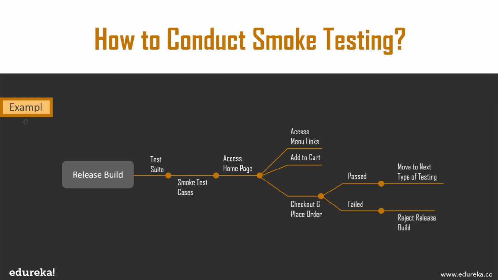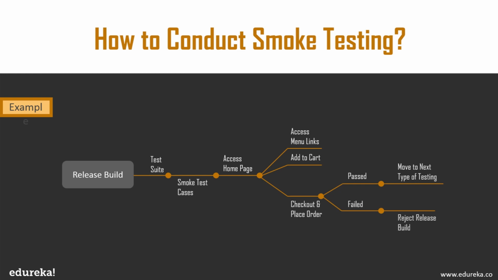As you can see in this example, I have a release build, or the initial build, and I'm selecting certain test cases from the test suite and performing a smoke test on those test cases. First of all, what I'm trying to do is access the homepage and check if it's working properly or not. Then the main concept in any e-commerce site is to check if you're able to select the items which you want to buy and place an order. That's the main functionality, right? So the workflow is checked here. So you're checking if you can place an order.